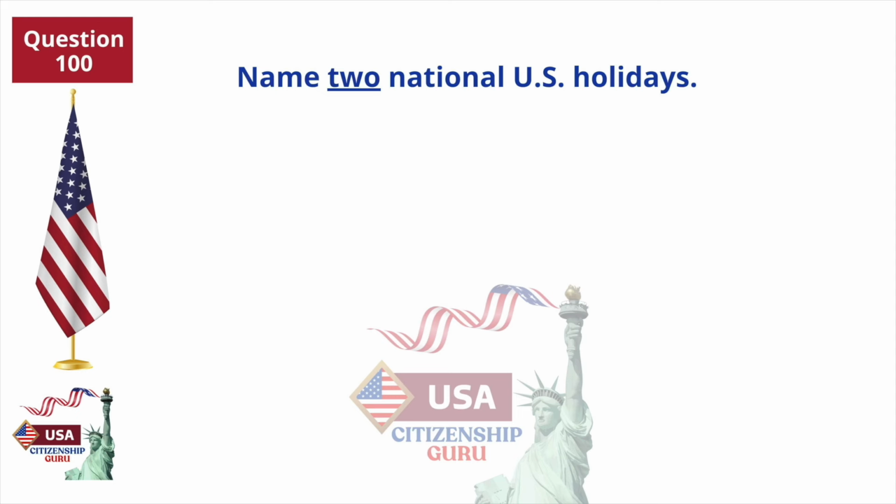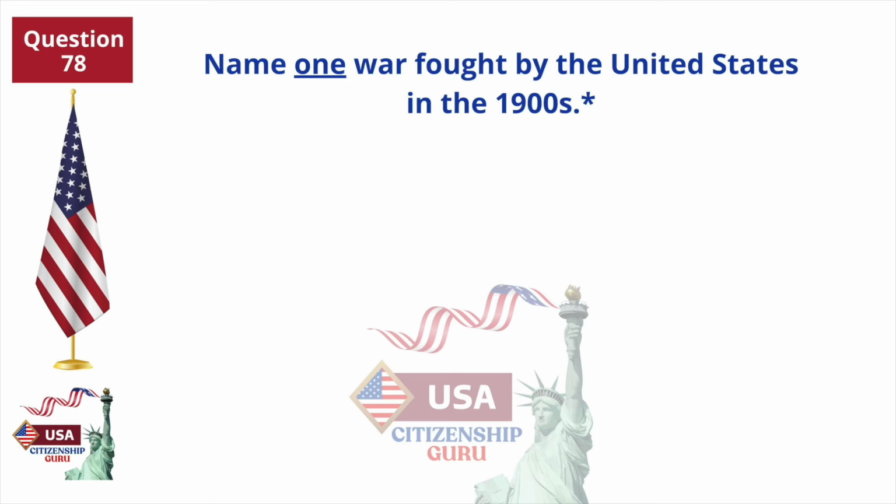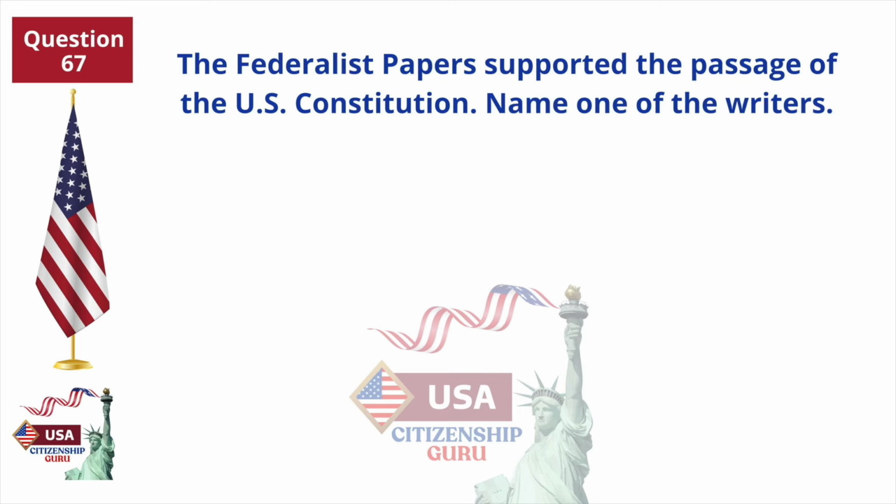Name two national U.S. holidays. Thanksgiving Day. New Year's Day. Name one war fought by the United States in the 1900s. World War One. The Federalist Papers supported the passage of the U.S. Constitution. Name one of the writers. James Madison.